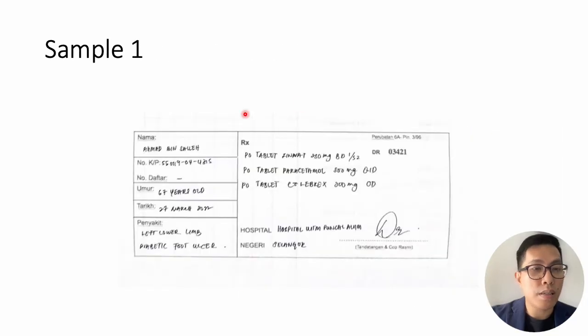So this is an example. This is a case where the doctor prescribed the medications Zinat, paracetamol, and Celebrex to this Ahmad bin Saleh, who had a lower limb diabetic foot ulcer. So you can see for how many days. The first one she is prescribing for 1 week. The subsequent ones we do not know for how many days.